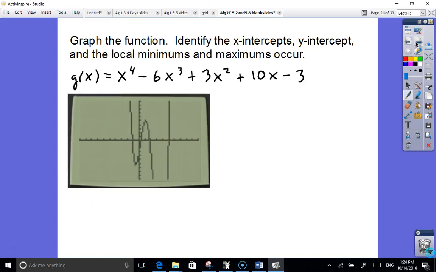Okay? Yeah. Sure. Have at it. Okay? So here's another one. So what is the degree of this polynomial?